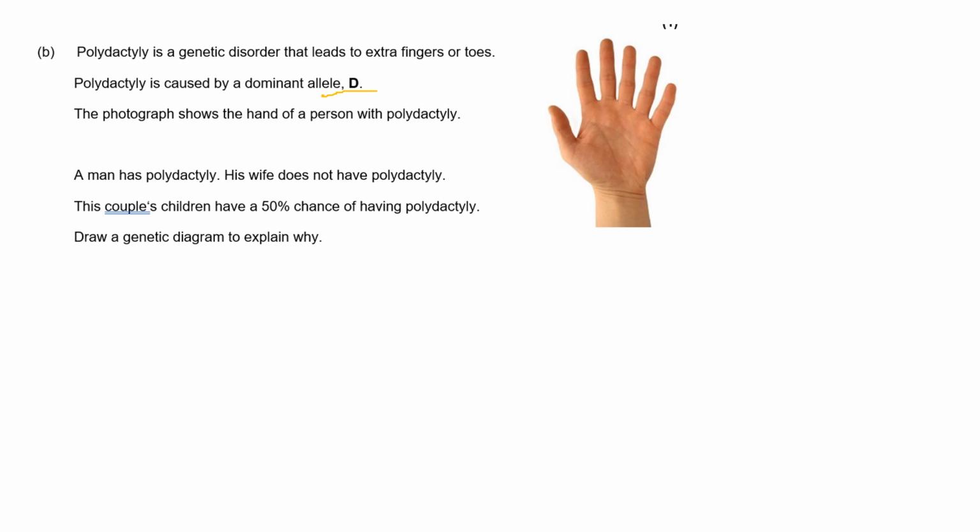The photograph shows the hand of a person with polydactyly. A man has it, his wife does not. The couple's children have a 50% chance of having polydactyly. Draw a genetic diagram to explain why. So let's start with looking at the Punnett square.